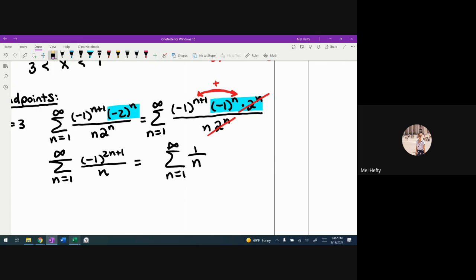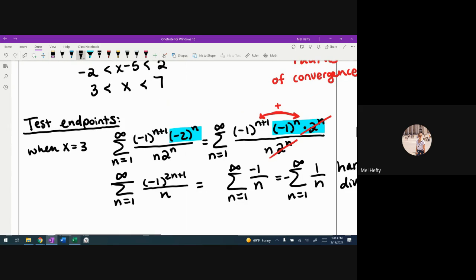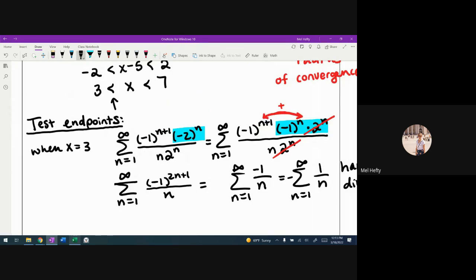Actually, let me write this up here because everyone's going to get confused. I could write this out front if I want to make it look more like a harmonic series. But this guy is harmonic. So it does what? Diverges. Now, what did I learn? I do not want to put the or equal to there.